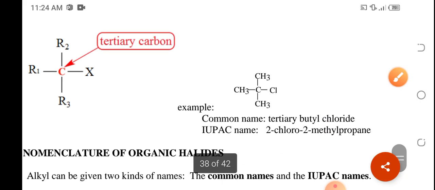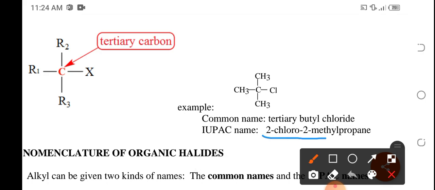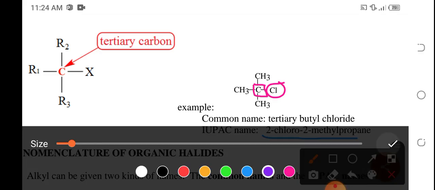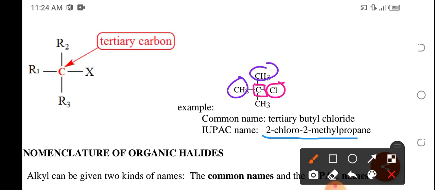So, an example of this is 2-chloro-2-methylpropane. So this is the halogen. It is attached to this tertiary carbon atom. The tertiary carbon atom is bonded to three other carbon atoms. So that makes it tertiary.